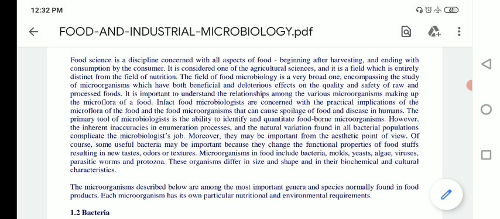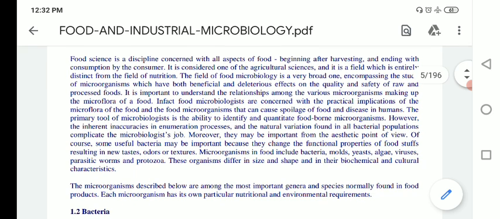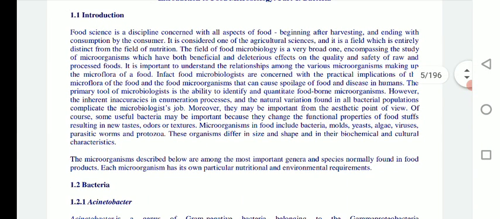In fact, food microbiologists are concerned with the practical implication of the microflora of food and food microorganisms that can cause spoilage of food and diseases in humans. The primary tool of microbiologists is the ability to identify and quantitate foodborne microorganisms. However, because of the inherent inaccuracy in the enumeration process and natural variation found in all bacterial populations, it is a complicated job for microbiologists to enumerate the exact number and exact types of microorganisms.